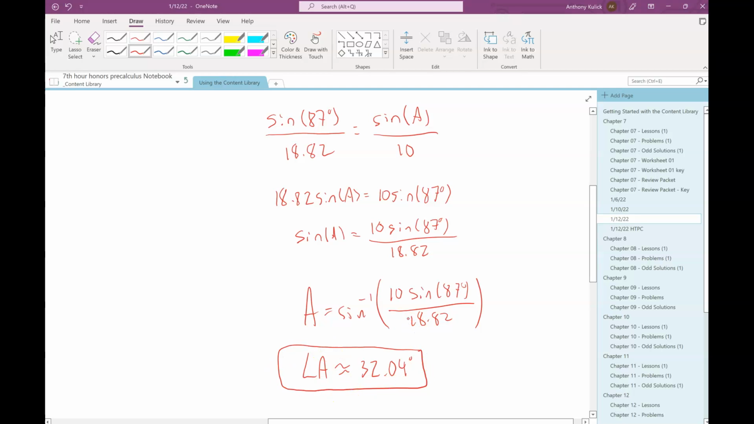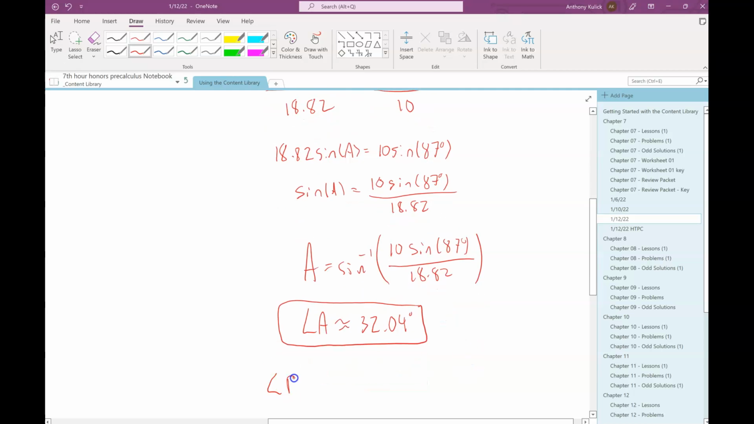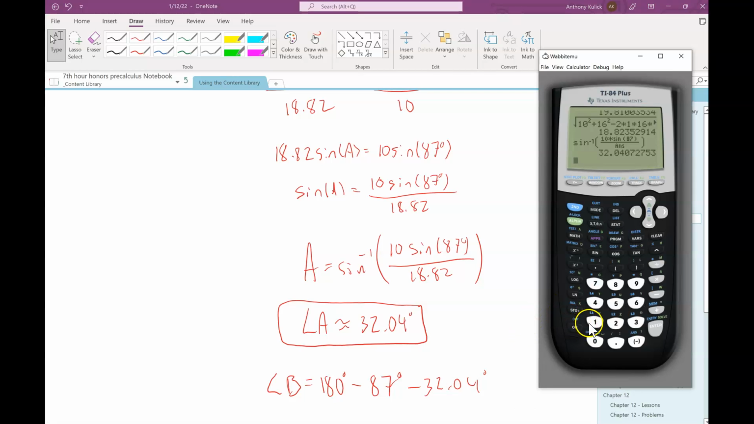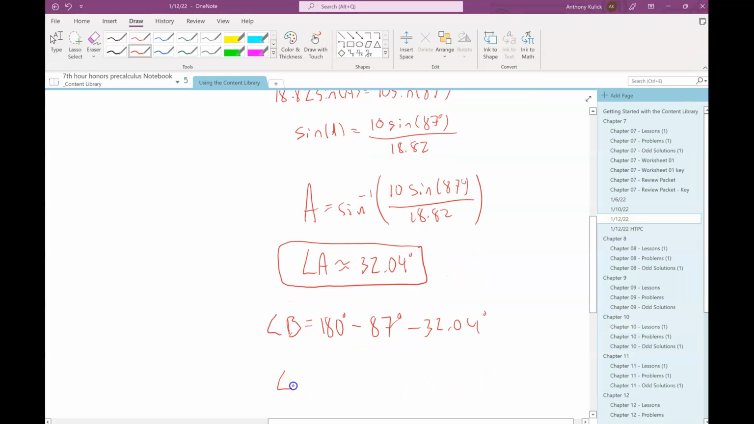And now, since I know two of the three angles, it's quite easy to solve for angle B. So 60.96. And there's all she wrote.